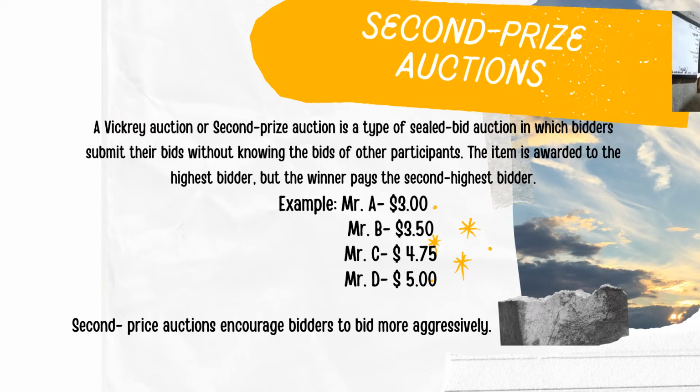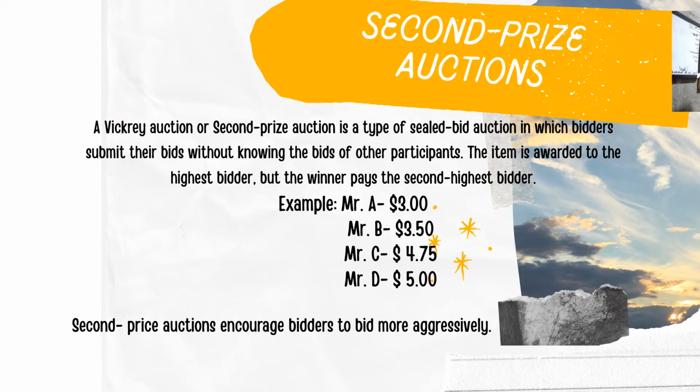So, to understand this, let's give an example. Let's say si Mr. A nag-bid siya ng $3, Mr. B, $3.50, Mr. C, $4.75, and Mr. D, $5. So, obviously, ang highest bidder dito is si Mr. D, which is $5. Pero ang babayaran niya is a cent higher doon sa second highest bidder, which is si Mr. C, $4.75. So meaning dito, ang babayaran ni Mr. D is $4.76.